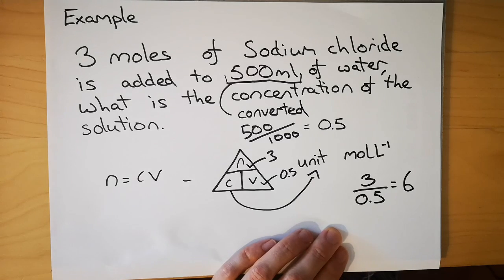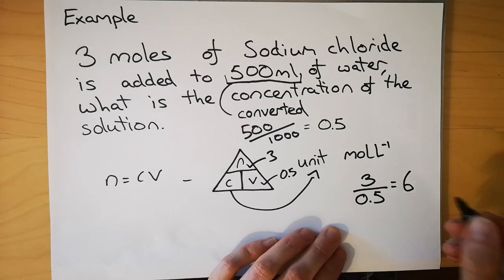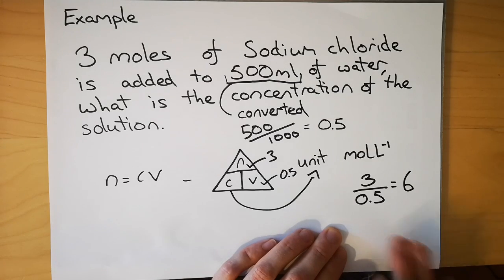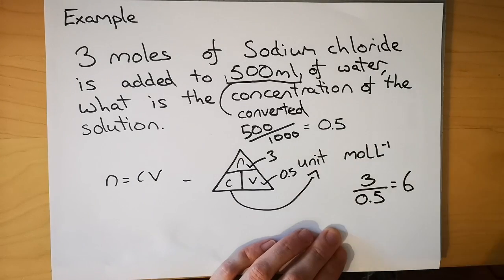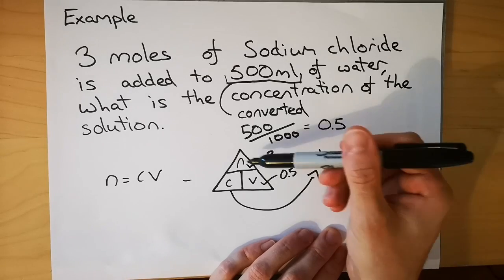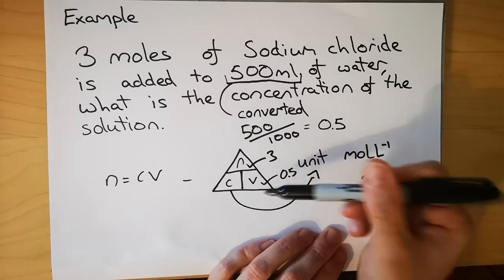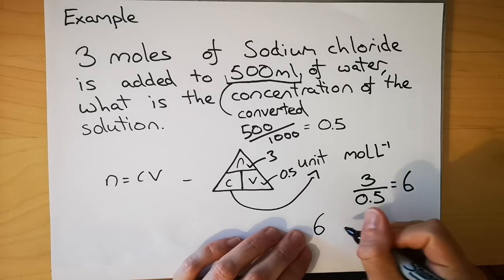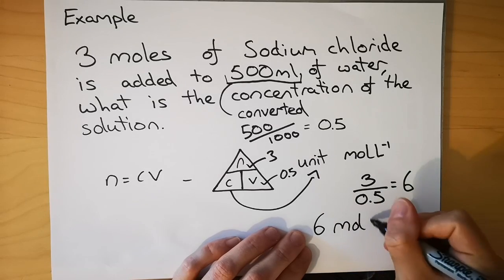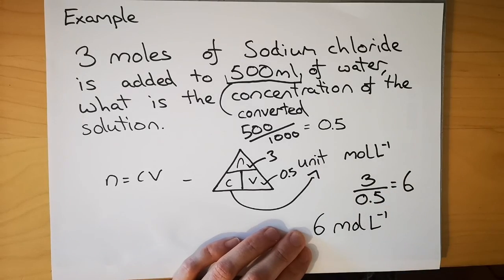Please use your calculator. Now, that does not get me any marks at the moment because it does not have a unit. It will not count unless you put a unit in. And if you can't remember the unit, well, what are you doing? You're dividing moles by litres. So that is going to be 6 moles per litre.